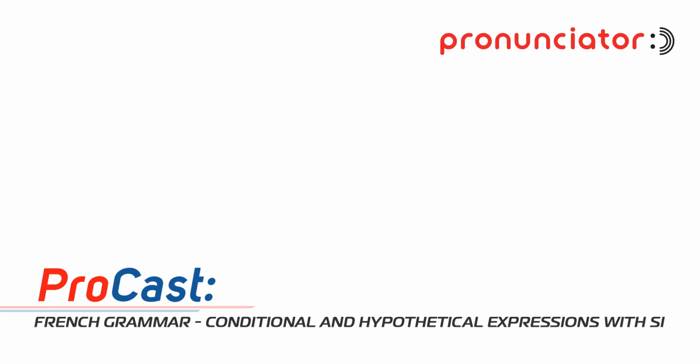Si je pouvais parler français couramment, je voyagerais partout en France et j'aurais des conversations passionnantes avec tout le monde. Whoa, that's a long one. Okay, let's break it down. So we start with si je pouvais parler français couramment. Okay, so that's the if I could speak French fluently part. And the modal verb pouvoir is what adds that hypothetical ability. You got it. And the rest is je voyagerais partout en France et j'aurais des conversations passionnantes avec tout le monde. So that's I would travel all over France and have amazing conversations with everyone.